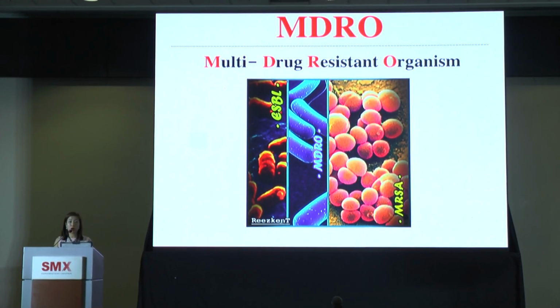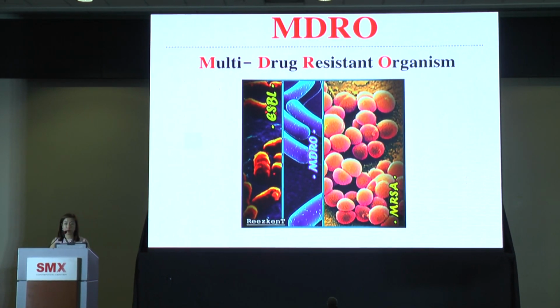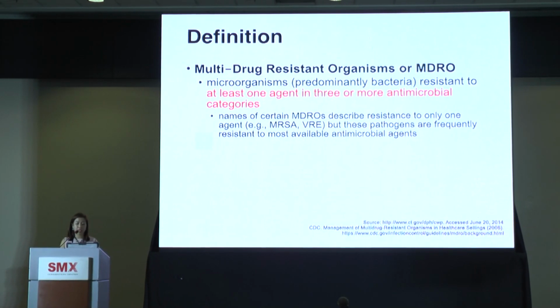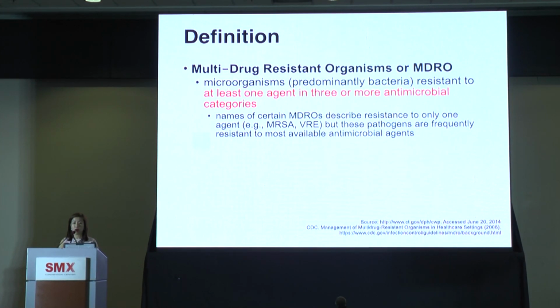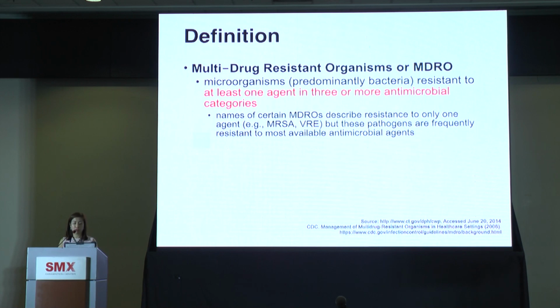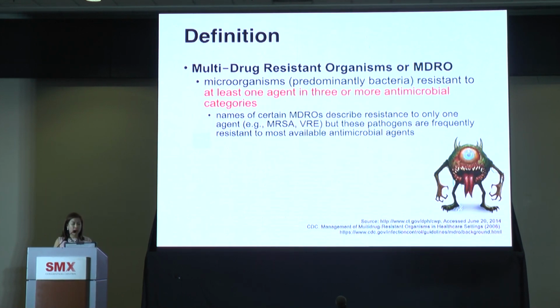As we all know, MDRO pertains to multi-drug resistant organisms and is defined as microorganisms, predominantly bacteria, because there are MDROs among fungi and viruses, but predominantly bacteria, resistant to at least one agent in 3 or more antimicrobial categories. Although most of the MDROs describe resistance to only one agent, such as methicillin-resistant Staph aureus, these pathogens are frequently resistant to most available antimicrobial agents.